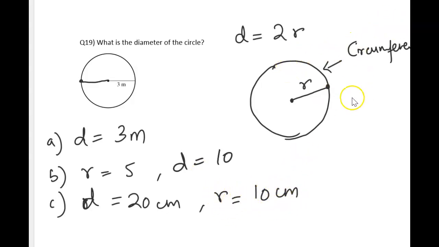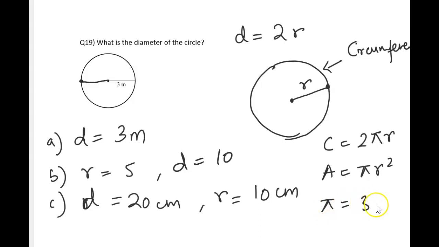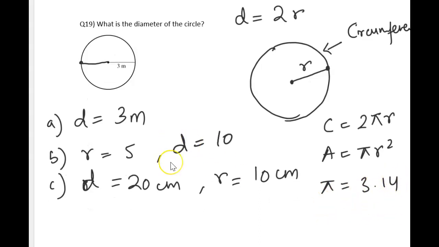So you should know what is a circumference. You should know the formula for circumference, which is also called perimeter. Okay, circumference is 2 pi r, and your area is pi r square. Okay, pi, you can use it from the calculator, or you can use pi as 3.14. Let's look at what else we need to know.